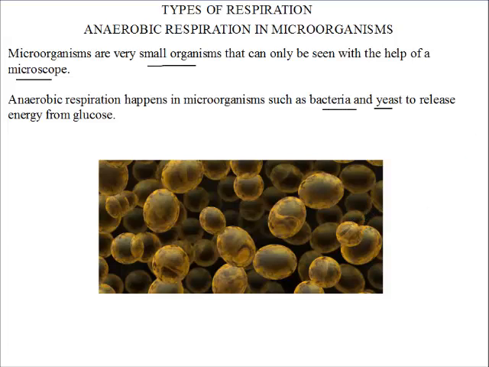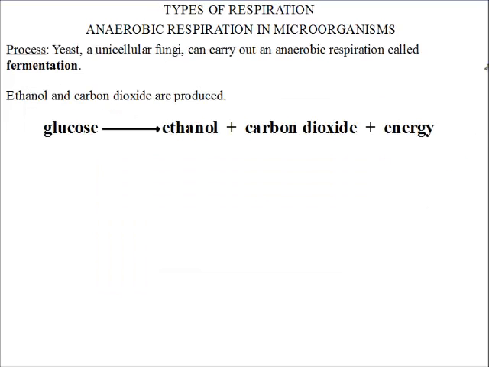Now, how does anaerobic respiration take place in microorganisms? A yeast, a unicellular fungus, can carry out anaerobic respiration called fermentation. In yeast, the anaerobic respiration taking place has a special name called fermentation. It is called fermentation because after the anaerobic respiration, the substance gets fermented.